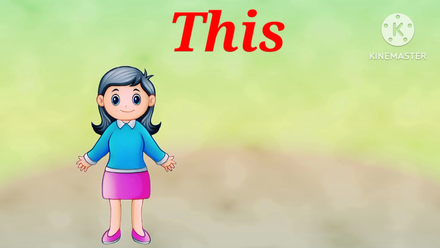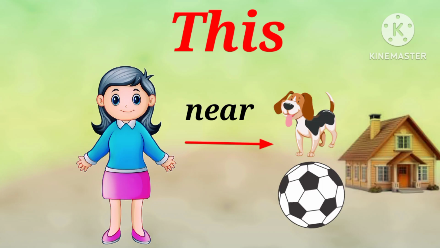This. We use this to talk about the things that are near to us. This refers to a person, place, animal or thing. We use this to identify a singular noun.